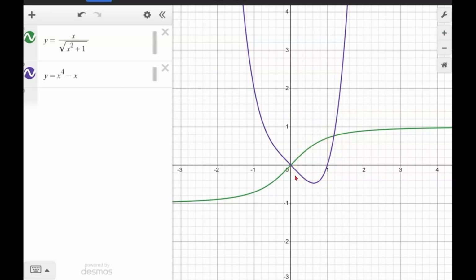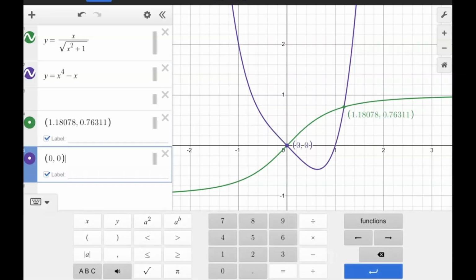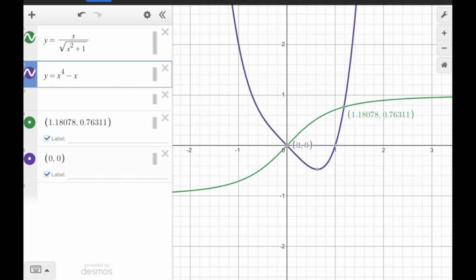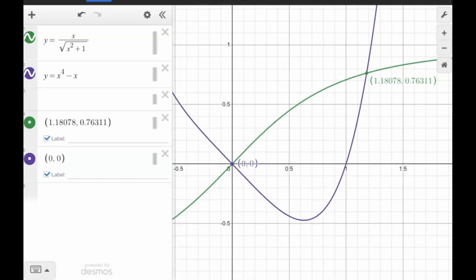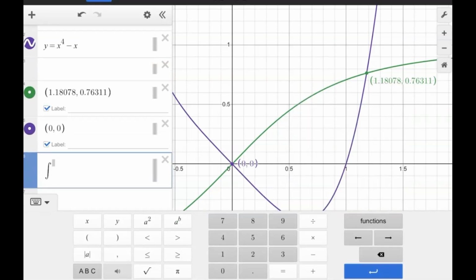So this is the area bounded by the curves. And I'll ask Desmos for these starting and stopping points. So we'll just click on the point of intersection and this other point of intersection. So we can see that we're interested from 0 to about x equals 1.18. So we'll ask Desmos to give us that integral from 0 to 1.18078 of the top function minus the bottom function.